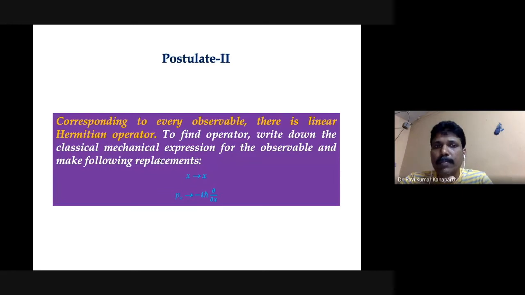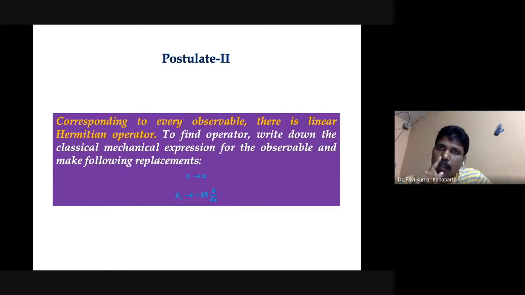Now the question is how to find the operator, the quantum mechanical operator. It is not the simple classical operator; quantum mechanical operators are slightly different. To find the operator, the second half of the postulate states that one has to write down the classical mechanical expression for the observable and make the following replacements. First write down the classical mechanical expression, and then make two changes. What are the two changes?